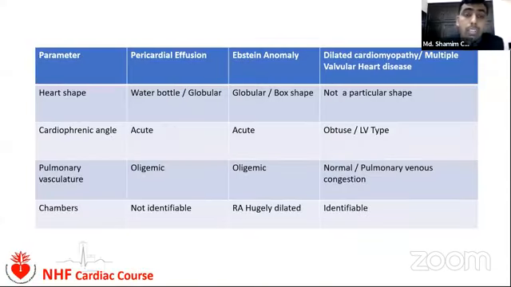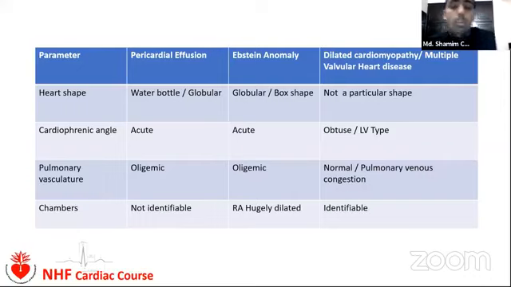Now, how can we differentiate between pericardial effusion, Epstein anomaly, and dilated cardiomyopathy or valvular heart disease by X-ray? First, the heart shape. In pericardial effusion, it will be a water bottle or globular shape. Quite similar in Epstein anomaly, that is a box shape or globular shape, but there is no particular shape in dilated cardiomyopathy or valvular heart disease. Cardiophrenic angles are usually acute in both pericardial effusion and Epstein anomaly. However, they will be obtuse in dilated cardiomyopathy or valvular heart disease.